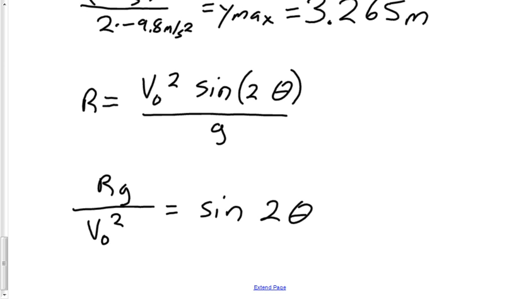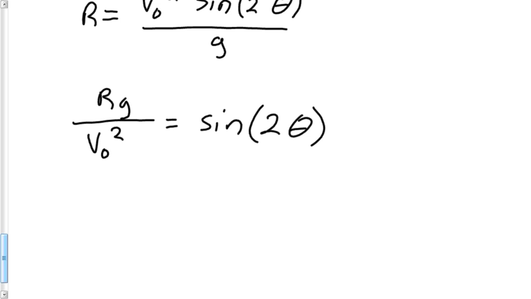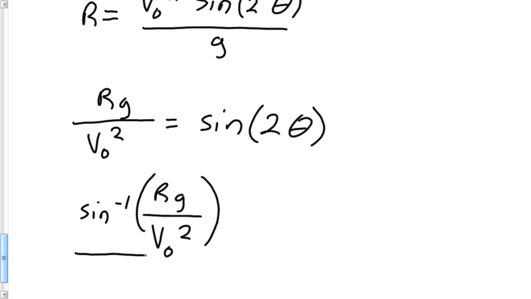I'm stopping there for a moment just because I want you to look at it. This is where a lot of mistakes happen. The next thing I need to do is take the inverse sine of both sides, then I divide by 2. What I see happen a lot is people divide by 2, then take the inverse sine, and you can't do that. So let's take the inverse sine of each side. I have the inverse sine of R g over v naught squared, and then all of that over 2 equals angle theta.